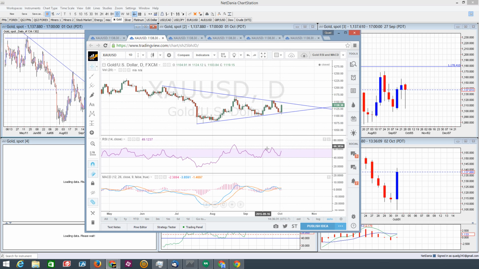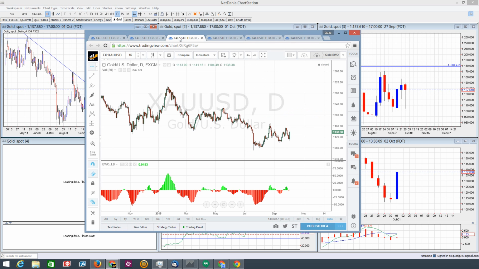The RSI here is just trending sideways in the neutral zone between 40 and 60. So just a neutral indication. And the MACD is also neutral, with the signal and baseline just traveling very close together, not really open in one particular direction. So neutral there.